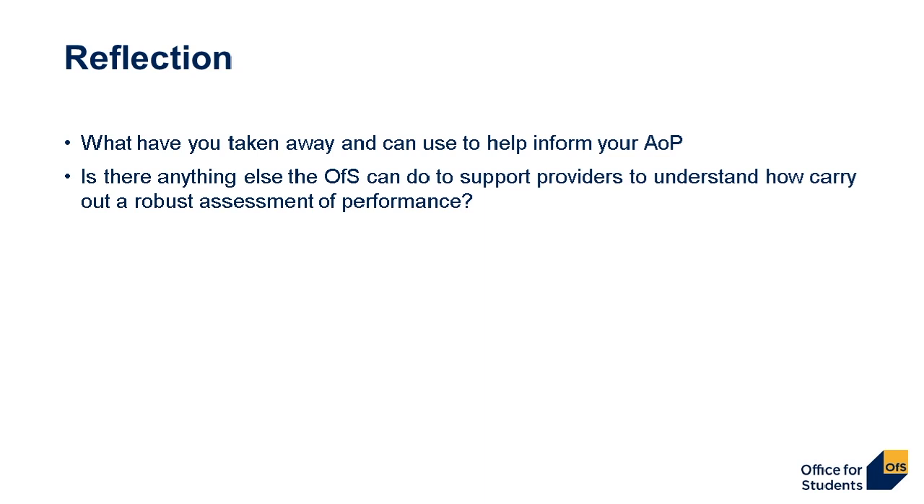So as some closing comments, have a think about what you've taken away from the webinar and how you might use this information to inform your assessment of performance. And if there's anything else the OFS can do to support you to carry out a robust assessment of performance, let us know. There's lots of information in Regulatory Advice 6 on not only the assessment of performance, but different aspects of the access and participation plan. So we would very much encourage you to look at that.